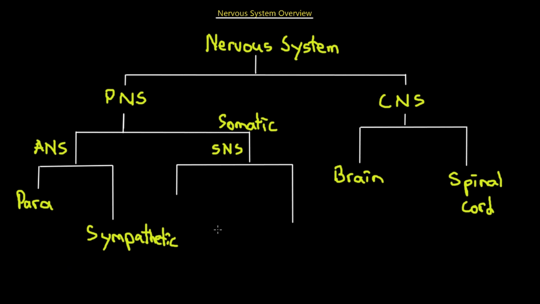That is all controlled by the somatic nervous system. It is voluntary, whereas the autonomic nervous system is involuntary. Now it is broken down into two segments. It is called sensory and motor.